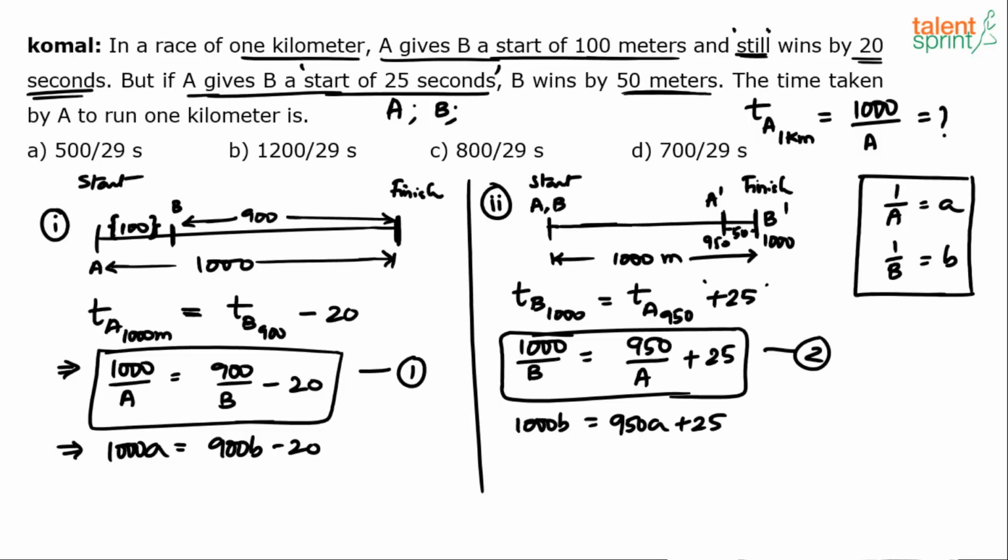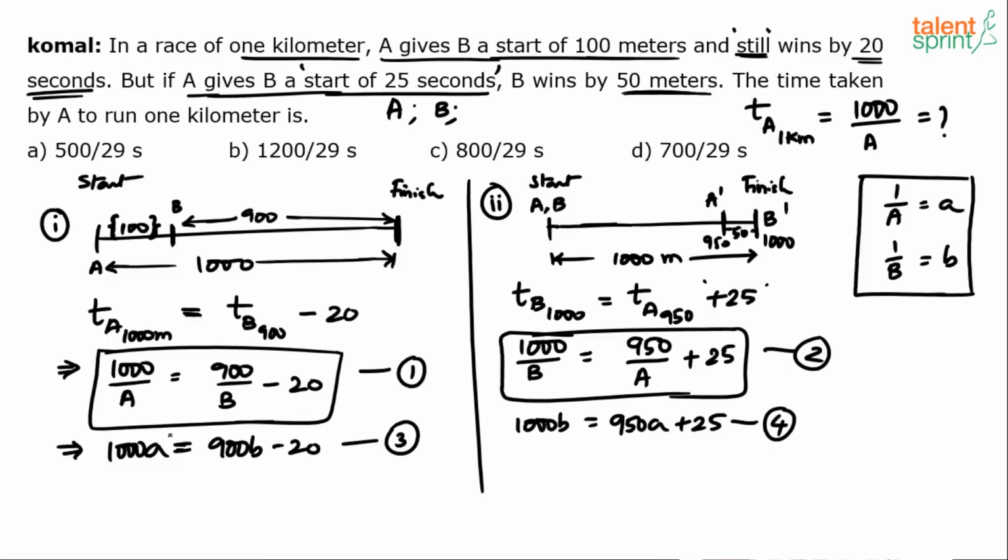So let's get small a, small b. Basically find out what is b. Once you find out what is b, you can substitute here and find out 1000 by A. So solve the equations. See, 1000a equals to 900b minus 20. Here 1000b equals to 950a plus 25. Let's say these are equations 3 and 4. You have to solve equations 3 and 4. I am short of space here. It may get a little cluttered, so I am cutting down the number of steps.